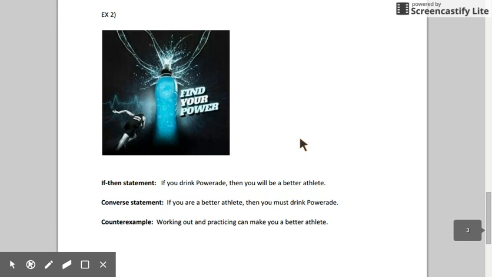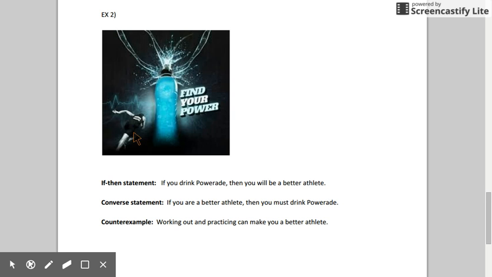Here's an advertisement. This is for Powerade. So let's look at this picture, and try and come up with an if-then statement. What is it trying to get us to think of or persuade us to do? I think it's saying if you drink Powerade, then you'll be a better athlete. Maybe you were thinking, if I drink Powerade, I can find my power, which is true. They are saying that. But let's dig a little bit deeper than just using the words that they're throwing in front of you.